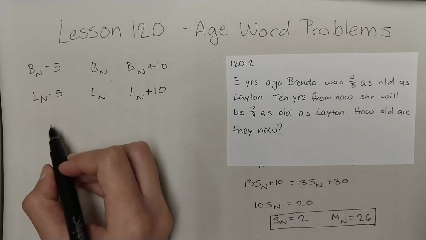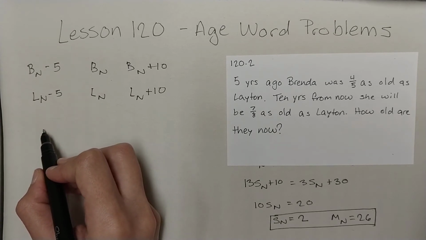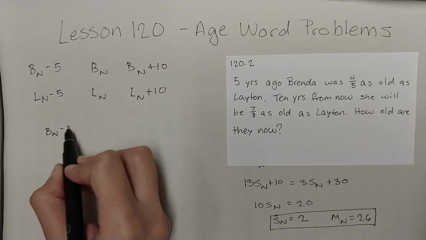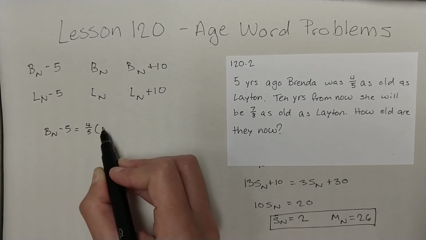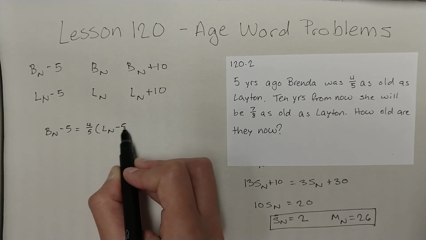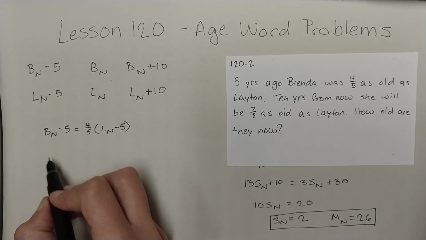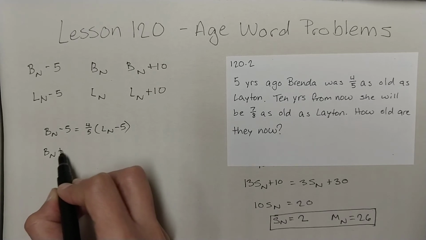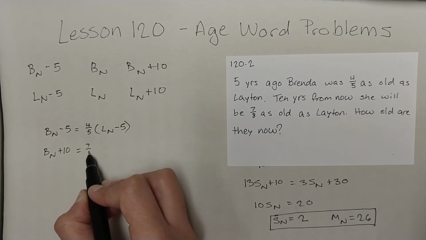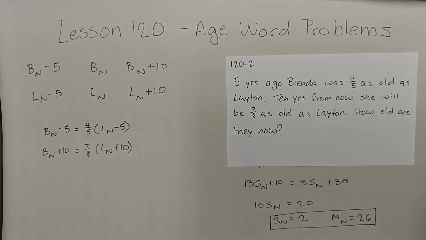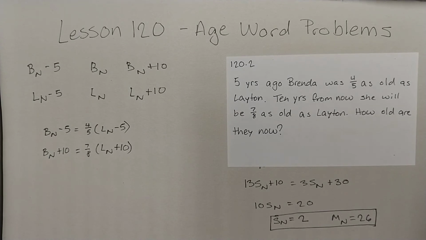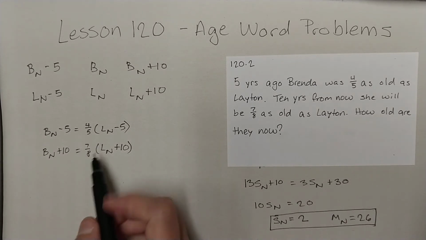Alright, let's set up our equations. We got 5 years ago, Brenda. Got 10 years from now. Alright, so we're going to take those two equations and solve them as a system of equations. So let's get rid of the fractions first.